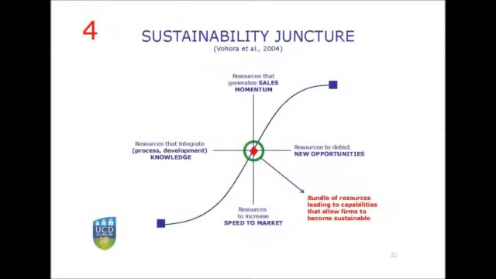Okay? Again, we are in the sustainability, and I've not talked about money except about sales. Of course, this is about money, but I'm not talking about how much money you need for your spin-out. This is all about management expertise and management knowledge. Okay? So in fact, what is a sustainability juncture? It is a bundle of resources leading to capabilities that allow firms to become sustainable. Sales momentum, opportunity detection, speed to market, and integration of all that knowledge. Okay?